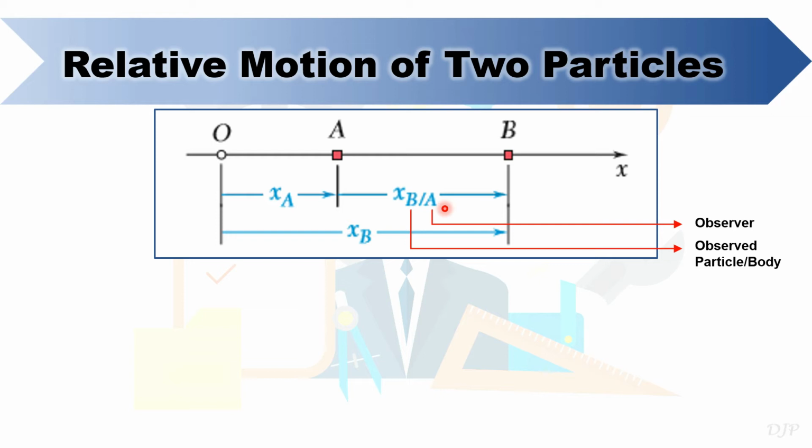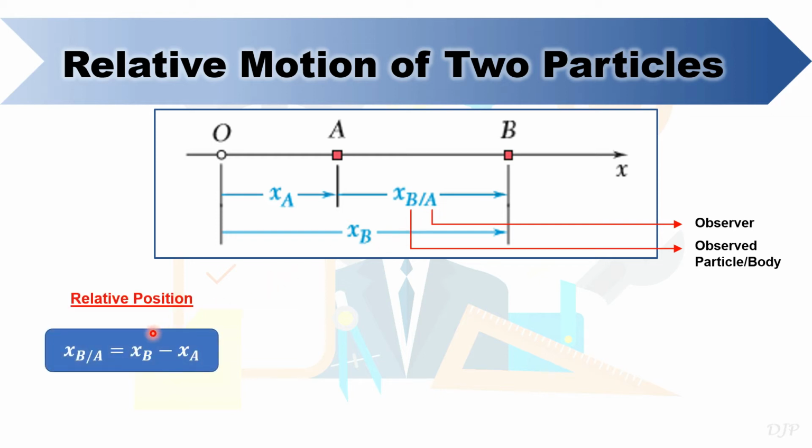Based on this diagram, we can now have the equation for relative position, which is just the difference between the two positions. One way to easily remember this equation is to follow the pattern in the subscript. We can express the relative position equal to the position of the particle indicated as numerator in the subscript minus the position of the particle indicated as denominator in the subscript. Thus, relative position of particle A with respect to B can be expressed as follows.